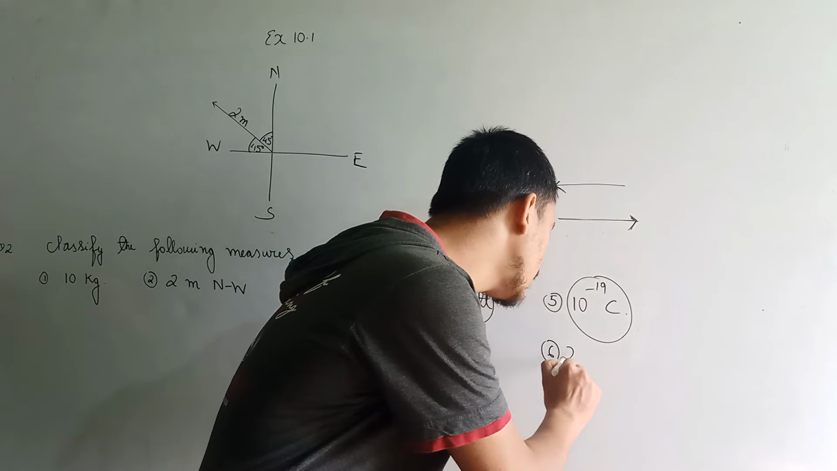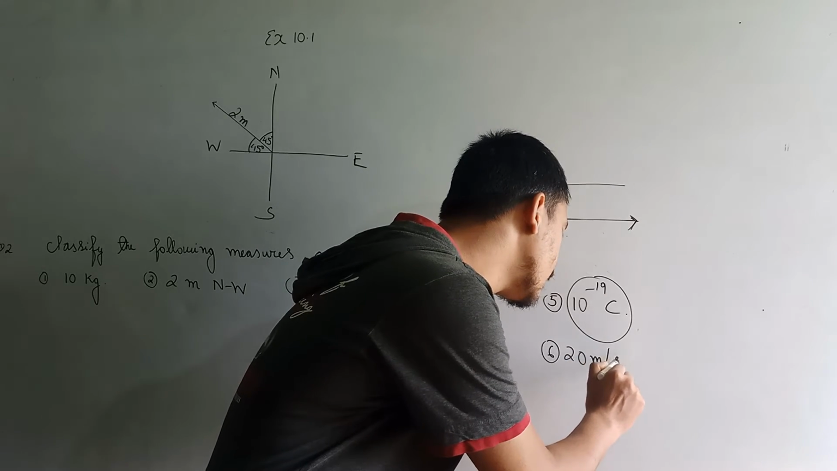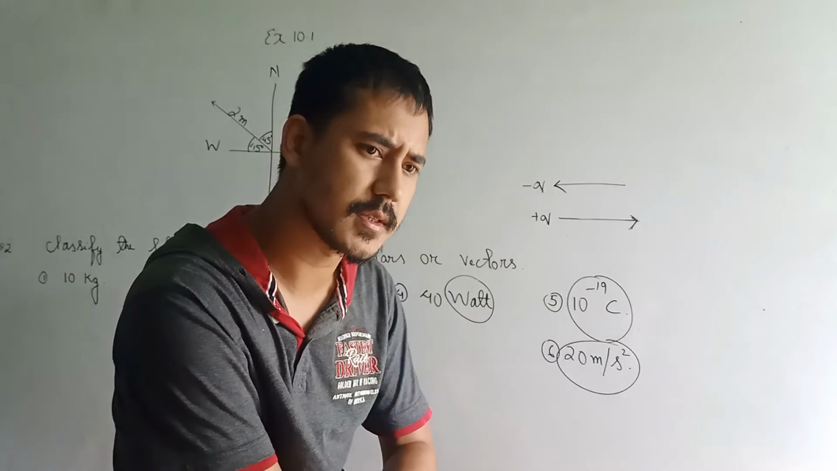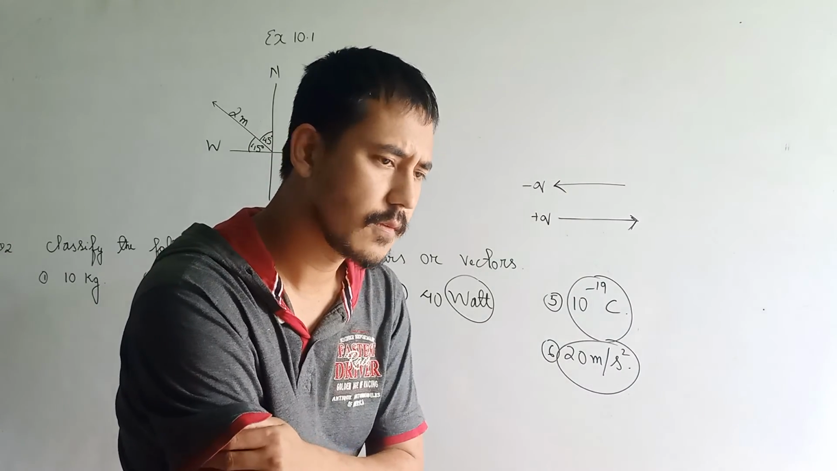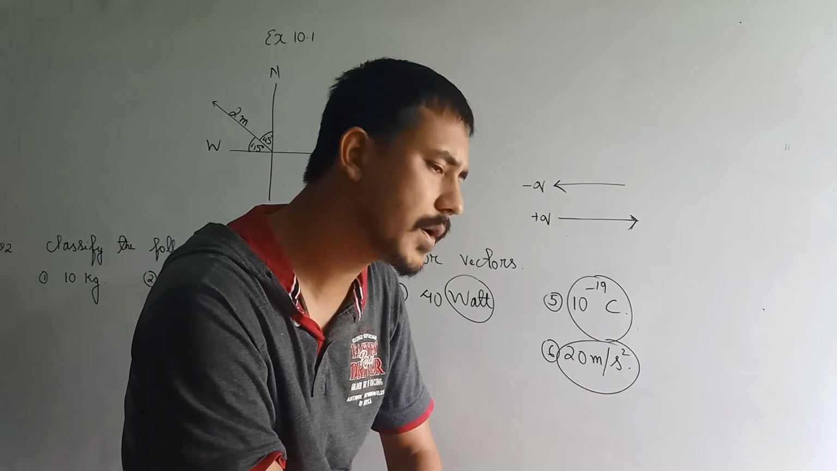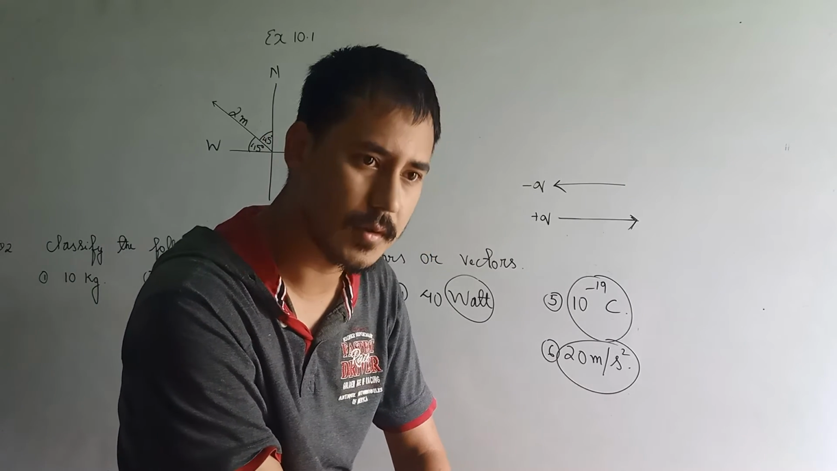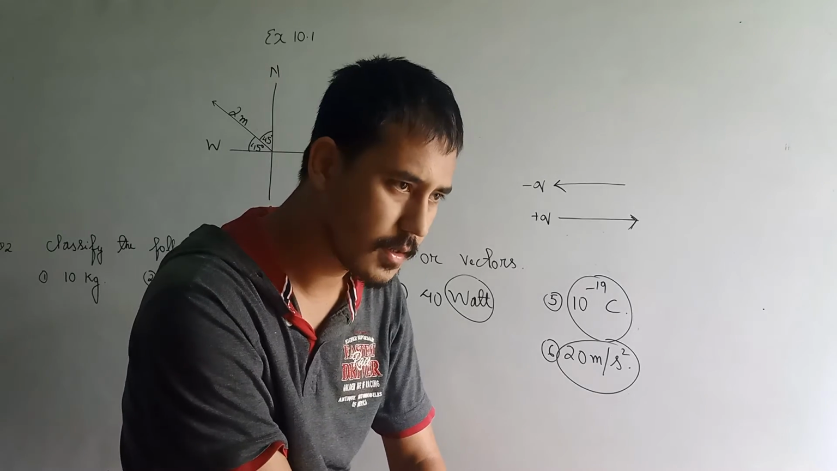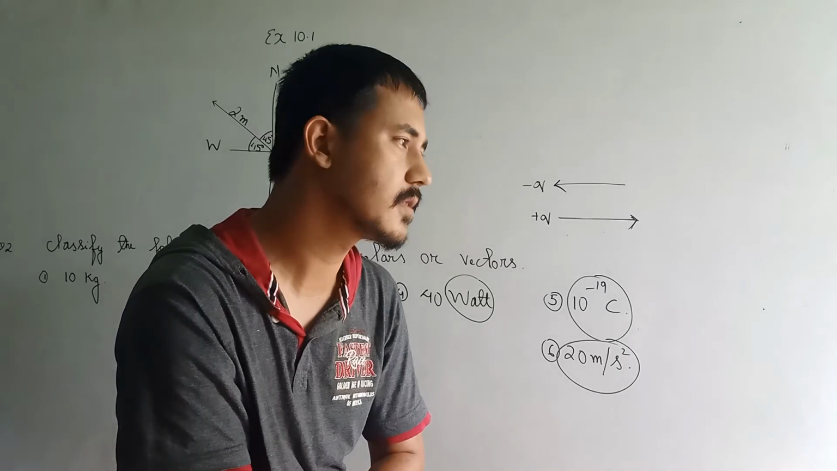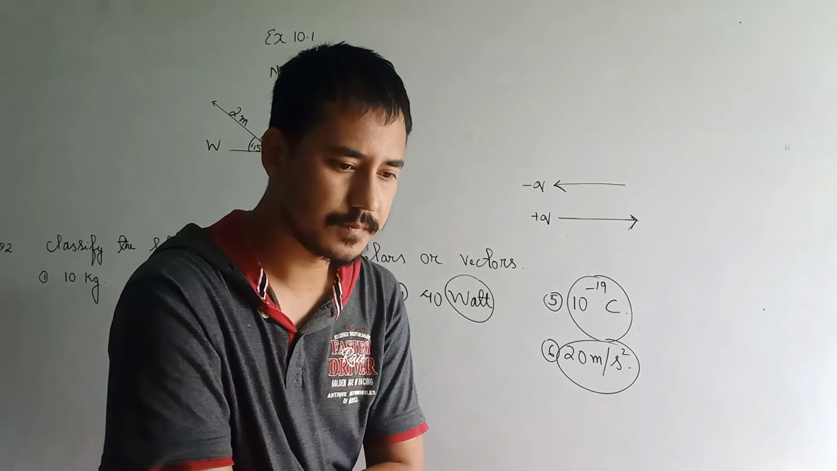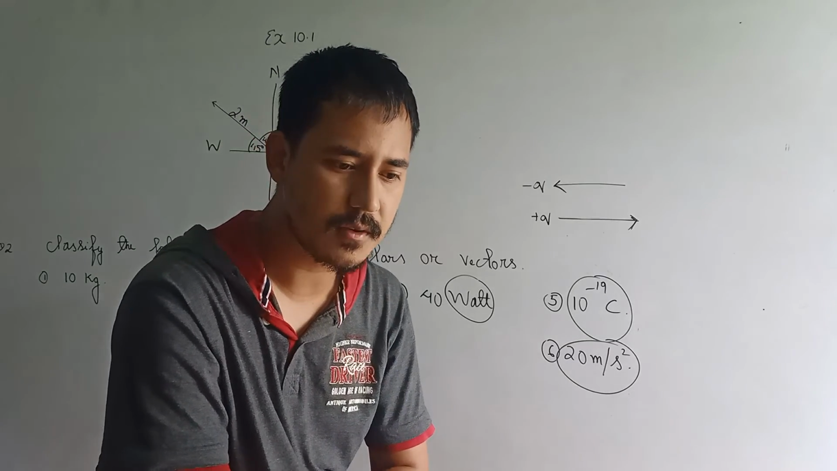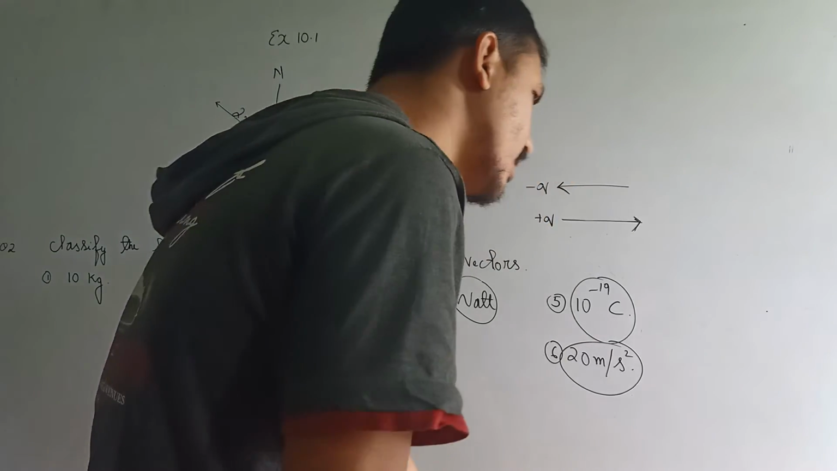Next. Number 6 is 20 meter per second square. What does this unit meter per second square represent? Velocity means meter per second, but meter per second square represents acceleration. Is it okay? So acceleration is a vector quantity. Alright? Done. Similarly, for question number 3 also you can do it, just to classify. Now let's work out question number 4.